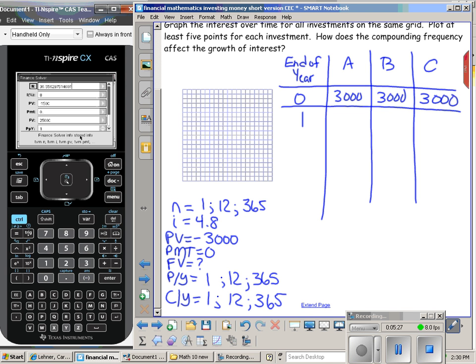So when you find those for the end of year 1, you're going to get $3,144, $3,147.21, $3,147.50.